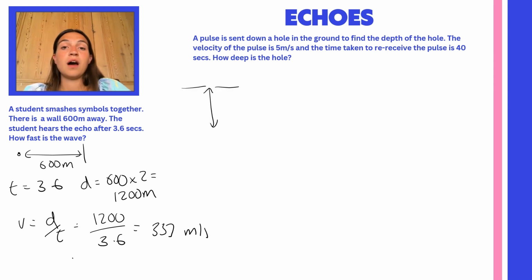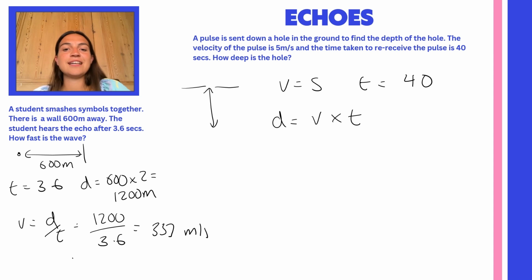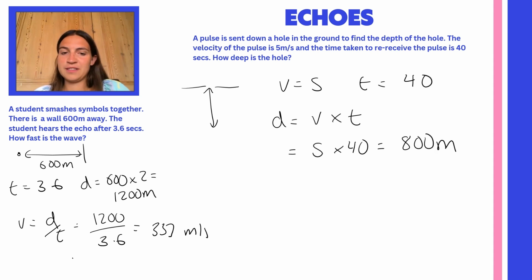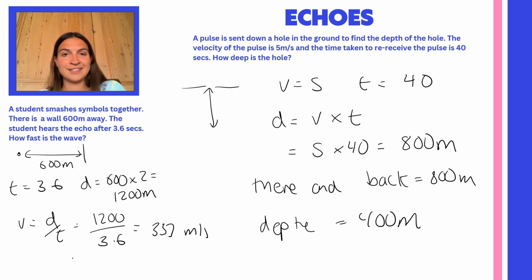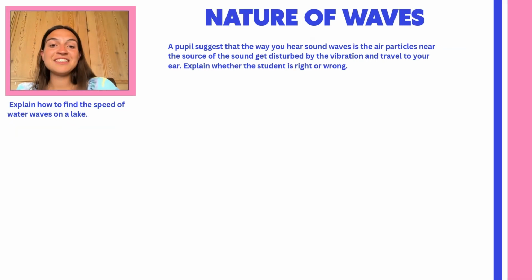So again, I'm going to draw a quick diagram to remind myself that the wave is going all the way there and all the way back. And what information do I have? I have the speed and I have the total time. So the total distance is going to be the speed multiplied by the time, which is 200 meters. And then I look at my diagram and think, that's not the depth of the hole, because that is the distance going all the way down and all the way back. So in order to find that depth, I need to divide that distance by 2, and that gives me 400 meters.